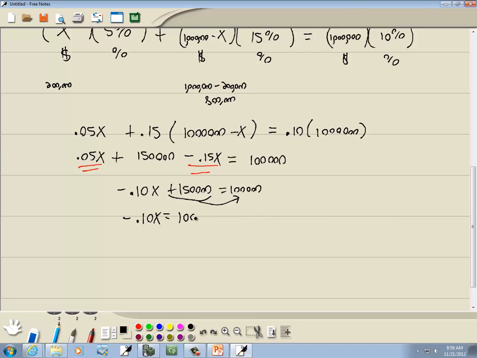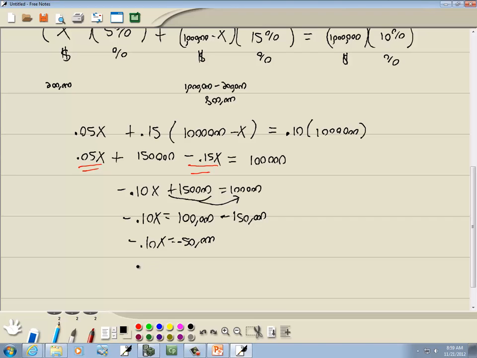Anytime you take anything over the other side, the sign changes. I'm messing up these numbers. I hate having so many zeros. 100,000. We'll have to put commas there. Minus 150,000. So negative 0.10x equals negative 50,000.